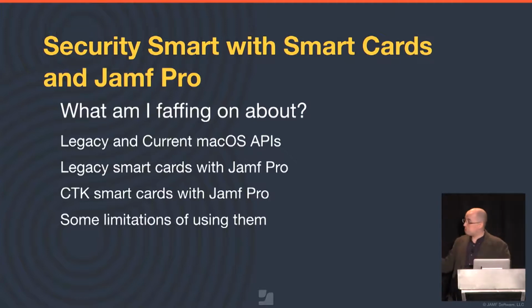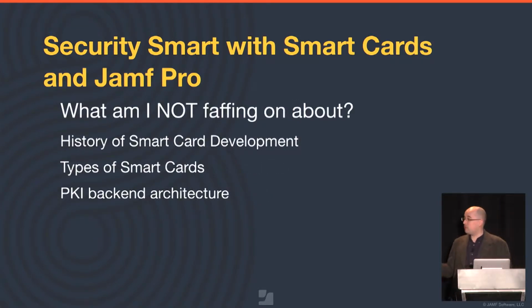So, what am I not going to be going on about? Because this is quite an expansive talk. History of smart card development, kind of interesting, but not for now. We'll not really go over some of the types of smart cards out there. If you do truly want to know about these things, I actually did a talk for another conference earlier this year where I did go through all this stuff in great detail. We're also not going to talk about PKI backend architecture. Seriously, you could fill a whole day talking about that. It's such an expansive subject. We're just going to concentrate on the macOS side and how to make the macOS bit work.